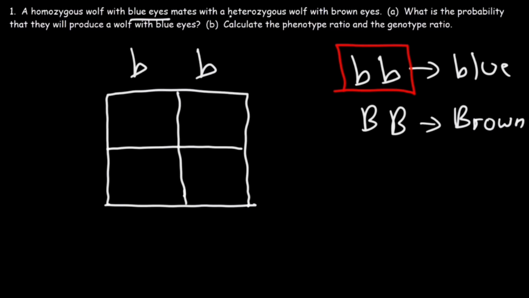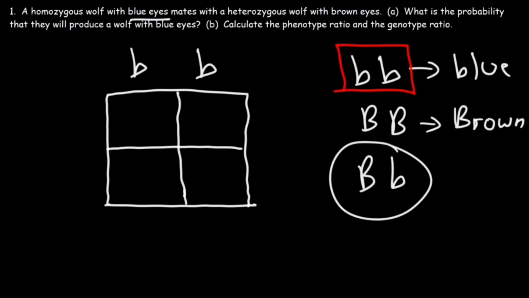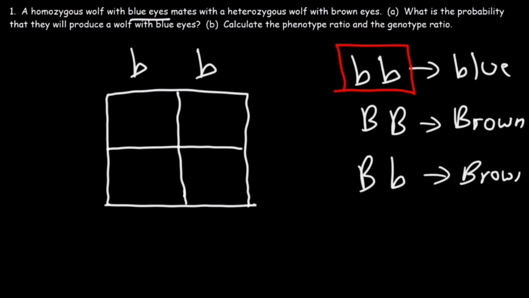Now the second wolf is a heterozygous wolf with brown eyes. So based on that information, what is the genotype of that wolf? It's heterozygous, which means it's going to have 2 different alleles, one capital and one lowercase, and it's still going to have brown eyes, since capital B is the dominant allele.